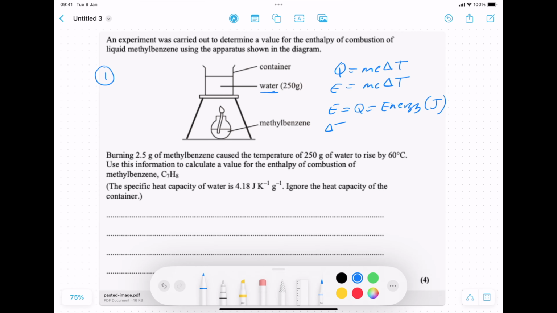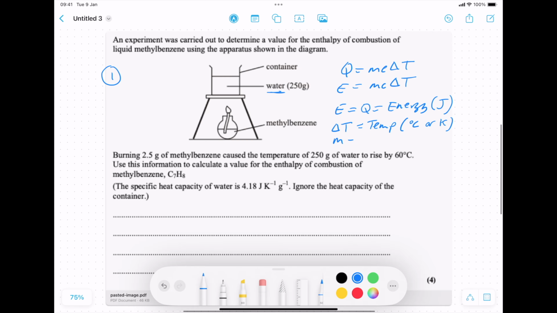Delta T is your temperature change, and that can be in degrees C or Kelvin, depends on the question. M, now this is very important, M is the mass of the substance being heated up, which in this case is always, the vast majority of the time, water. It's not the substance that's being burnt, which I've just underlined in red, the methylbenzene, it's the water. So M is always the mass of the substance being heated up.